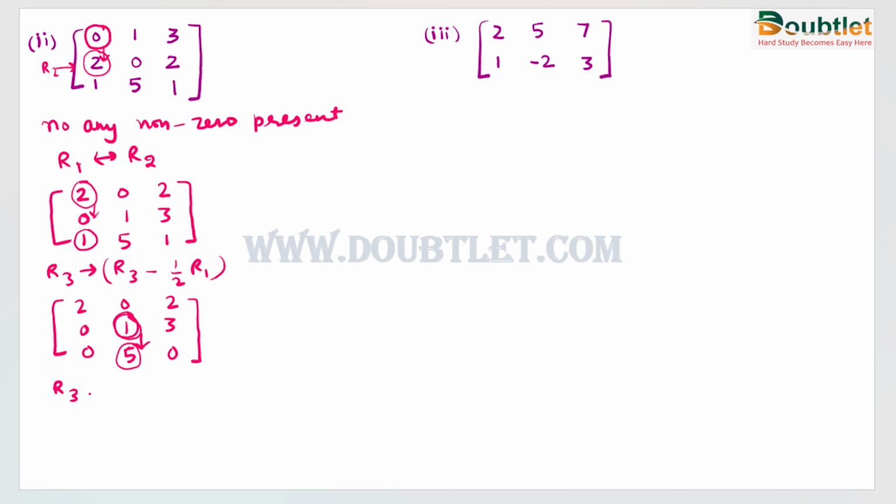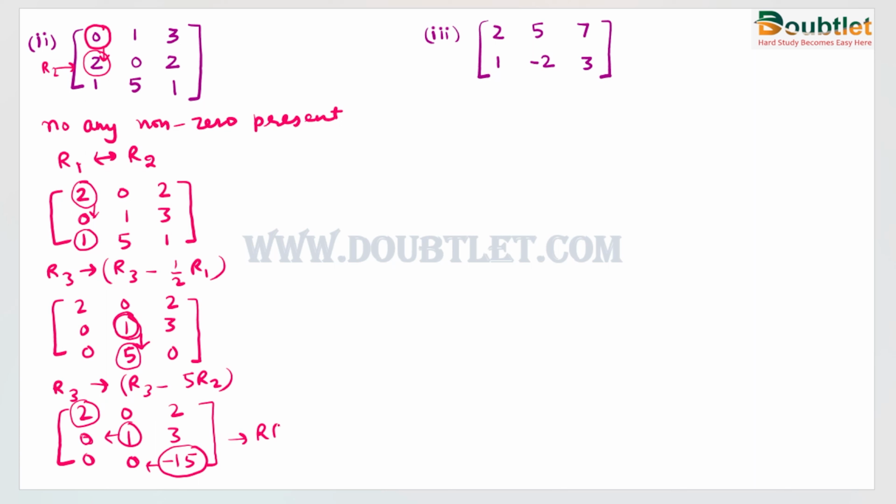So we will apply the operation R3 minus 5 R2. With this operation, we can make this 5 into 0. So this will become 0, 5 minus 5 is 0, and this will become minus 15. So we have got this matrix and we can check the leading elements, and to the left side of all the leading elements there are only 0 elements. So here 0, 0 and 0. It means the condition of row echelon form of a matrix is satisfied. So this is the row echelon form.